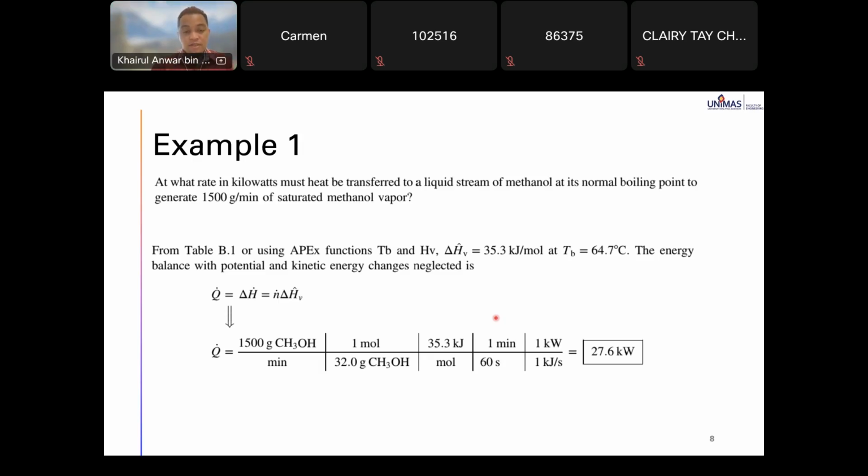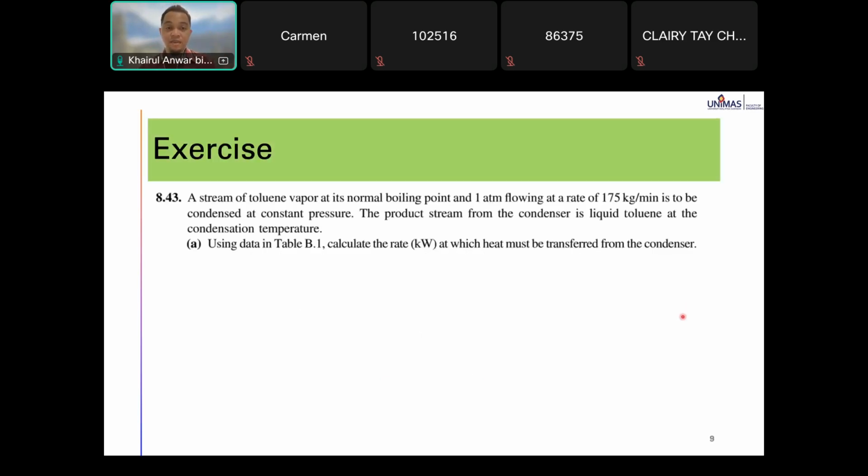So 1500 grams methanol per minute, multiplied by the molecular weight conversion, then 35.3 kilojoule per mole from the delta HV. This is unit conversion. Then we get Q equal to 27.6 kilowatt. Do the exercise.